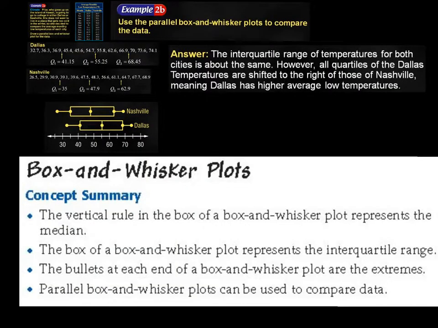In a box and whisker plot, the vertical rule or line represents the median. The box is the interquartile range, and the bullets at each end are extremes. Parallel box and whisker plots can be used to compare data.